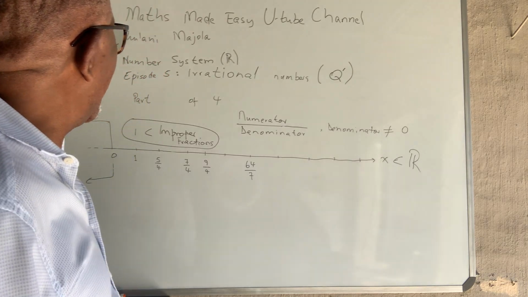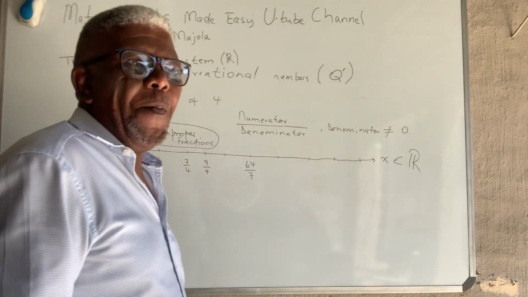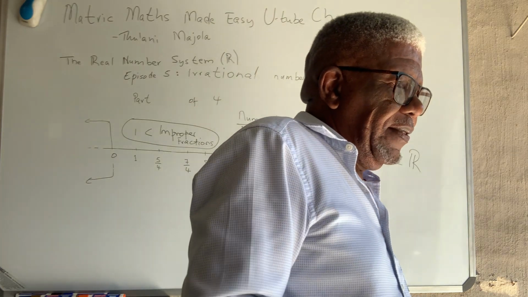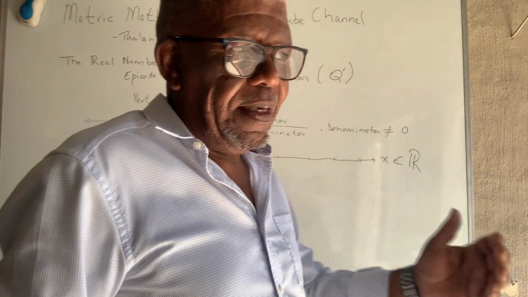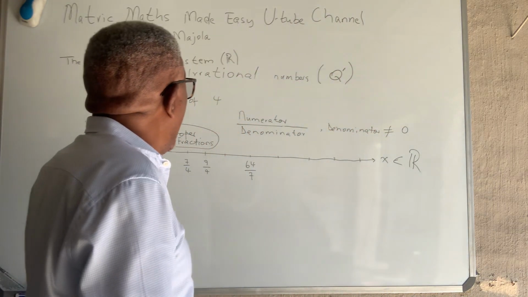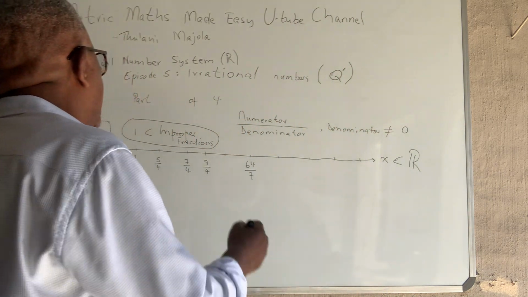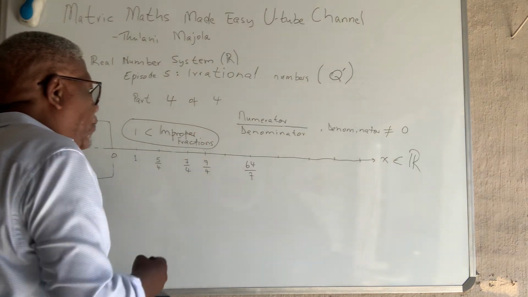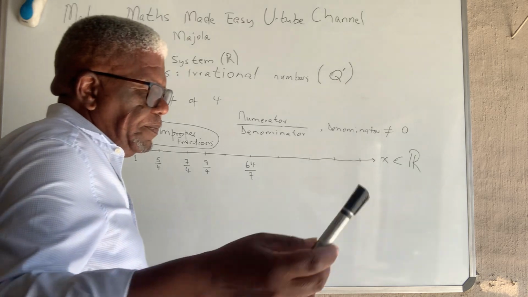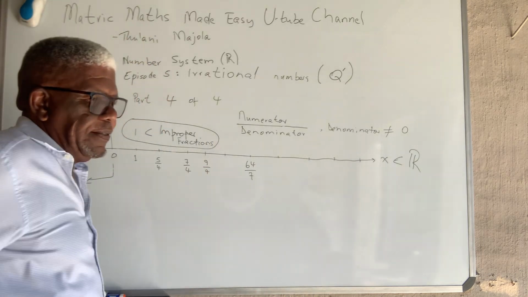We are still on the real number system and on episode 5, the irrational numbers, the numbers that cannot be represented as an integer over integer. And then we're on part 4 of 4. So I'm going to discuss the improper fractions.